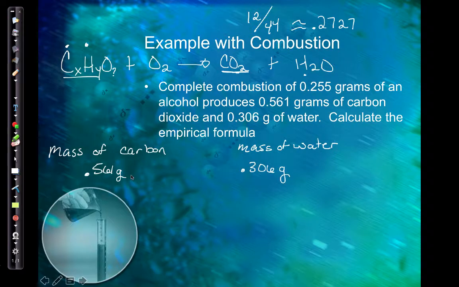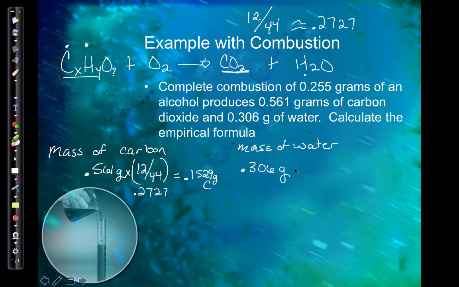So what I'm going to do is multiply the amount of carbon dioxide by the percent of carbon in the carbon dioxide. So that's about 27%. So of this 0.561 grams, how much of it is just carbon? So you get 0.1529 grams of carbon. Okay, so now I've gotten the carbon by itself.